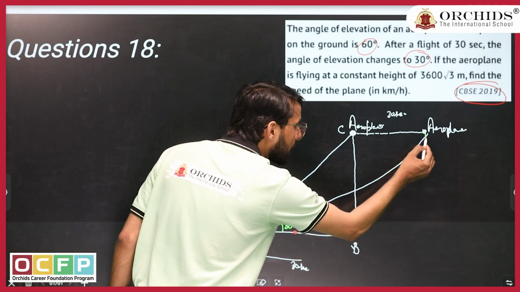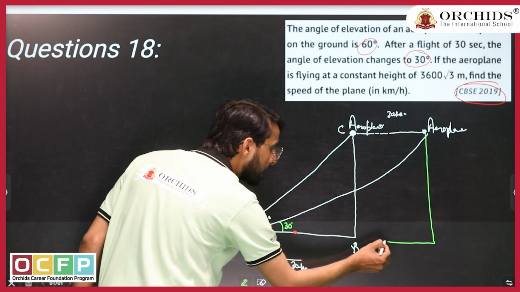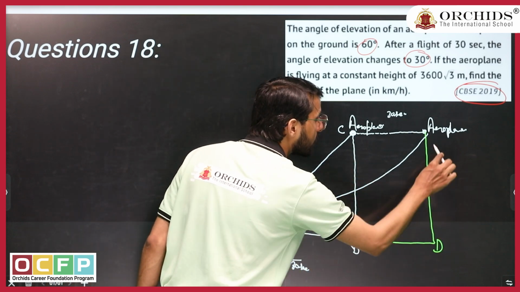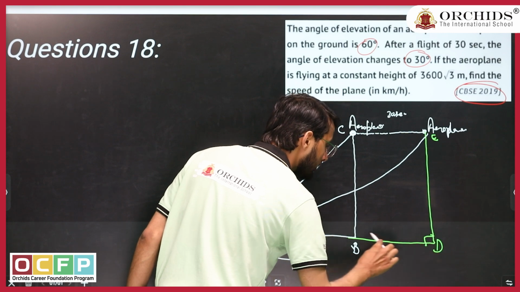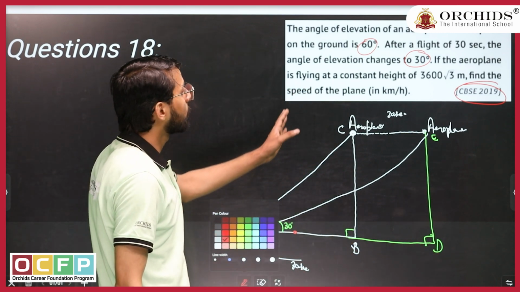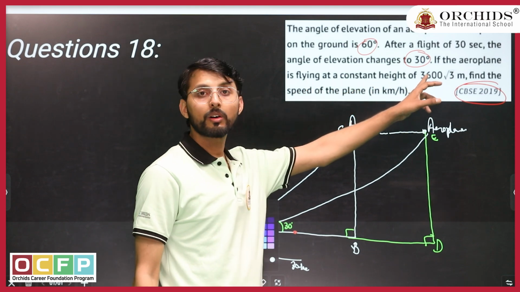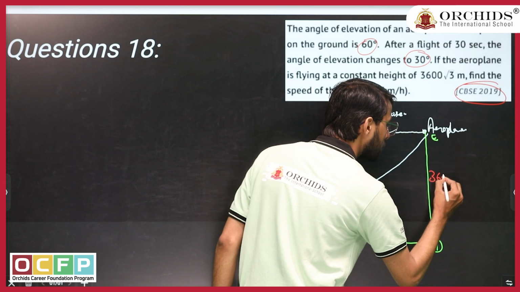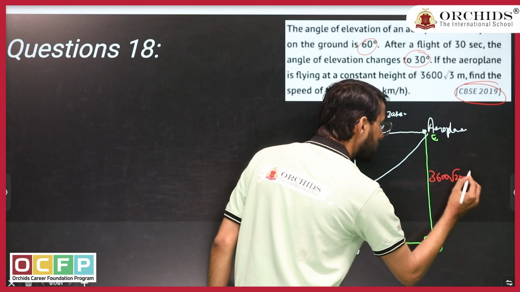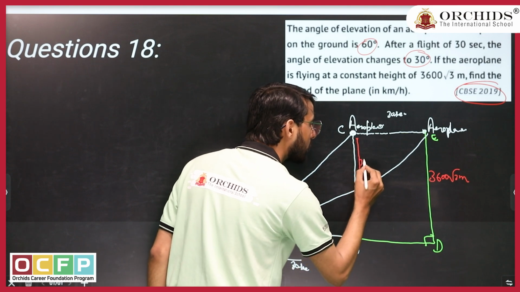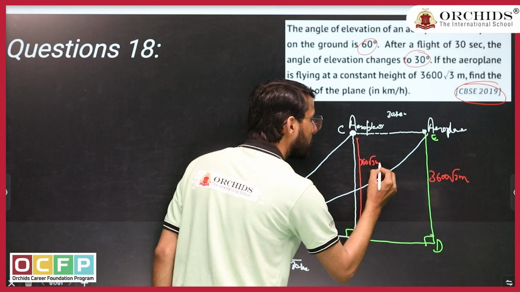Is anything happening to the height of the aeroplane from the ground, guys? A, B, C, this is point D, this is point E. You can see the height remains the same, and I think they have given the height value also, flying at a constant height of 3600 root 3 meter. So this is 3600 root 3 meter. This total length is also 3600 root 3 meter.